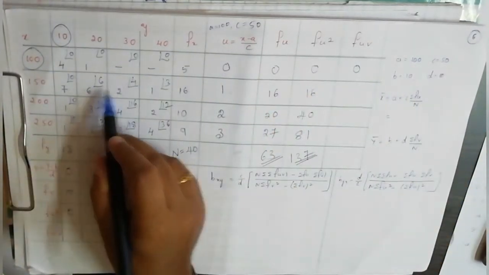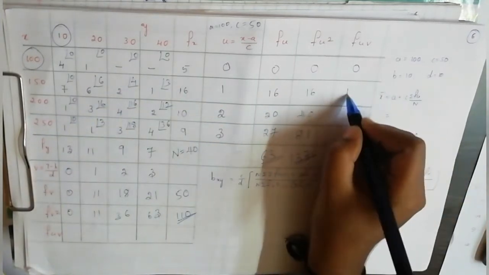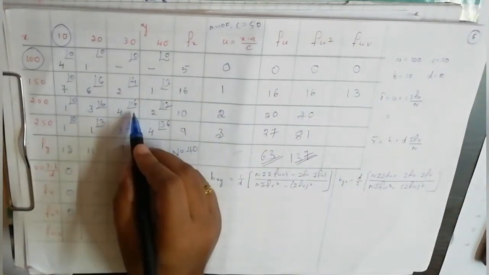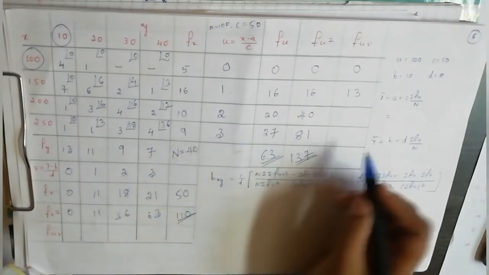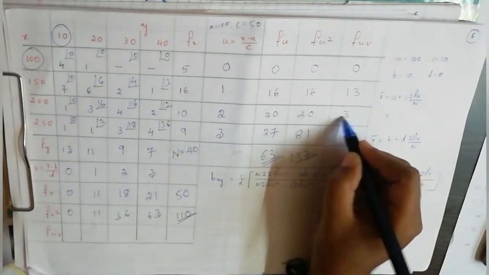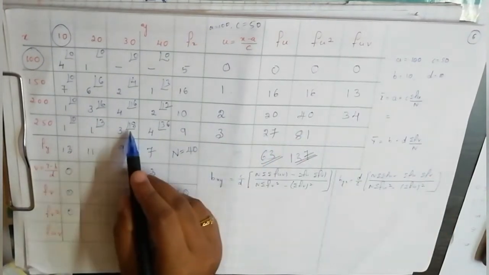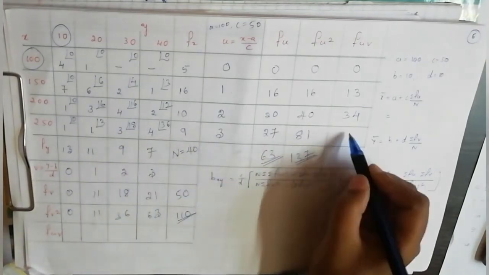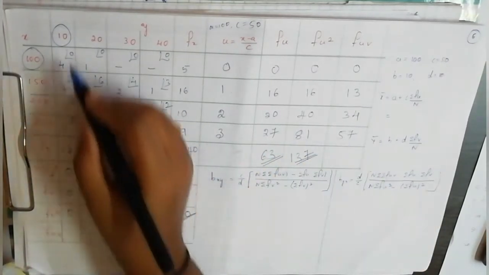So since all are 0, here total is 0. 6 plus 4 is 10, 10 plus 3 is 13, 6 plus 16 plus 12, the total is 34. Here 3 plus 18 plus 36, the total is 57. Now we'll add column wise.